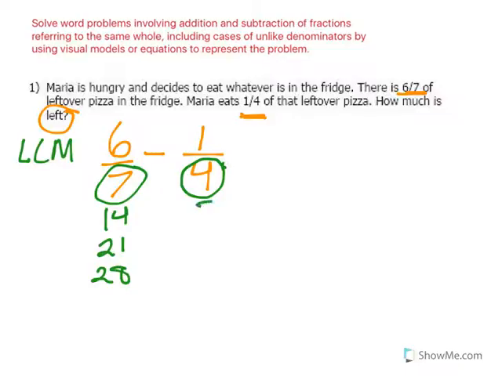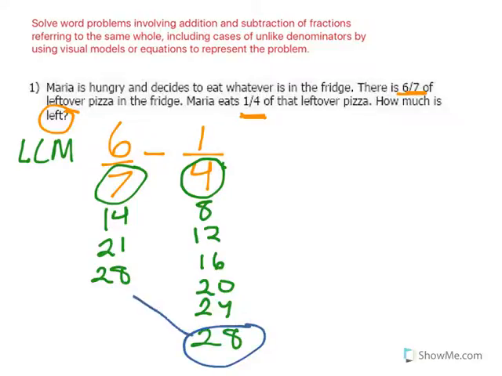We have 4, 8, 12, 16, 20. Still nothing. Let's see if we can keep going and find something. 24, 28. Oh, I see something. We have a 28 here and a 28 here. So we found our least common multiple, which is 28, which will be our common denominator.